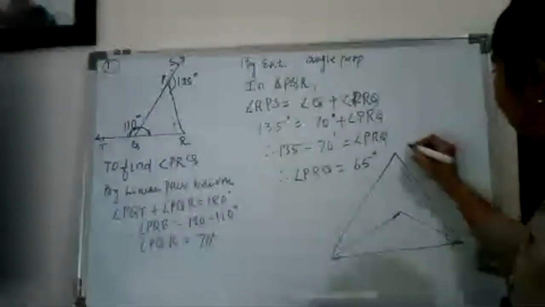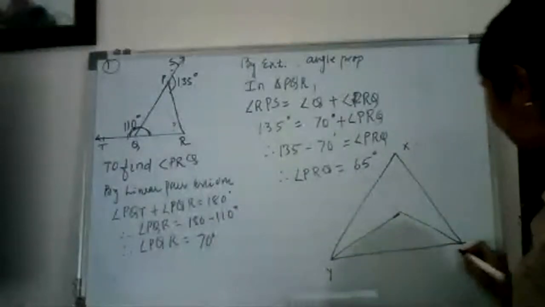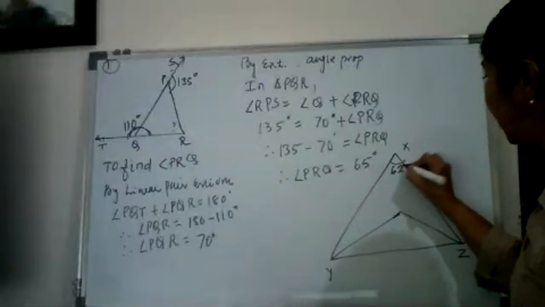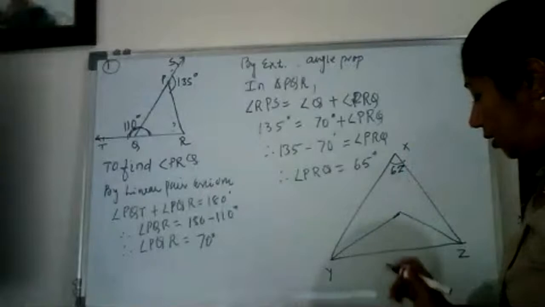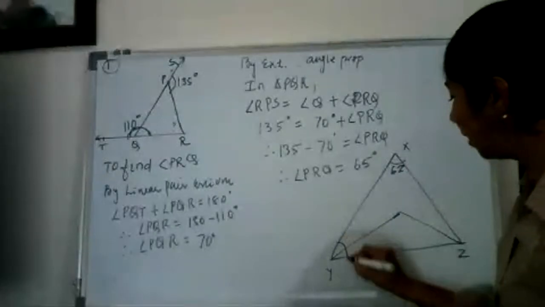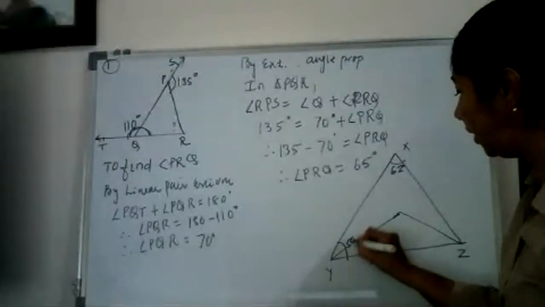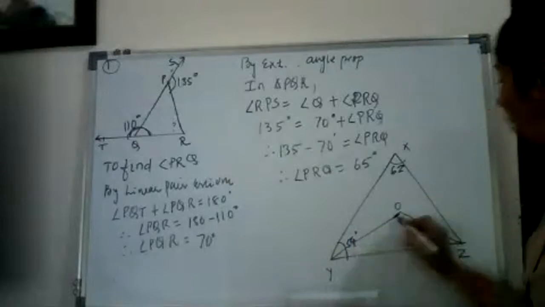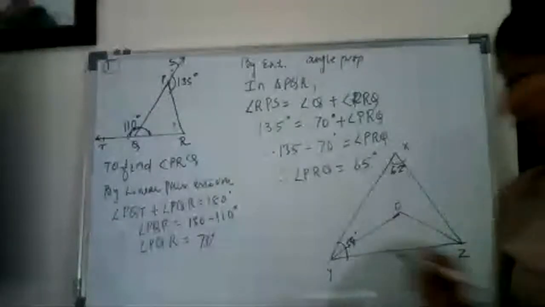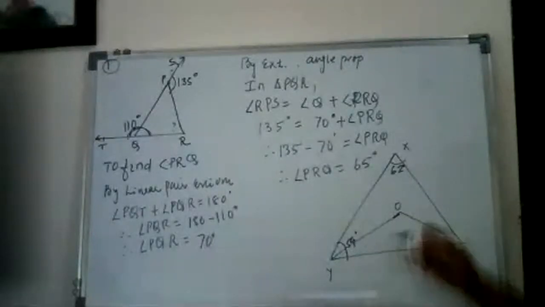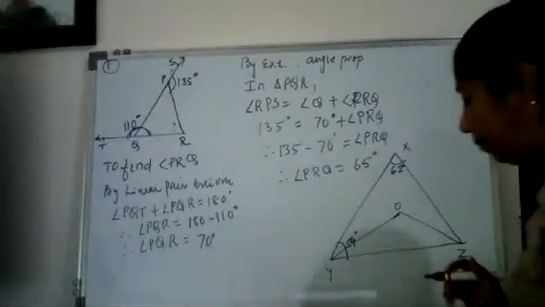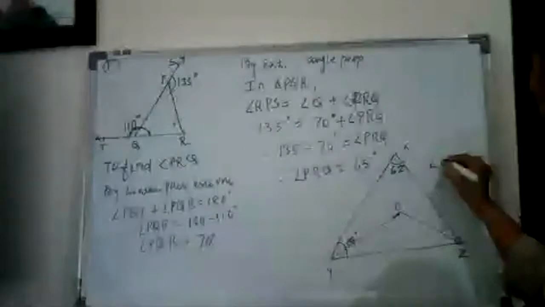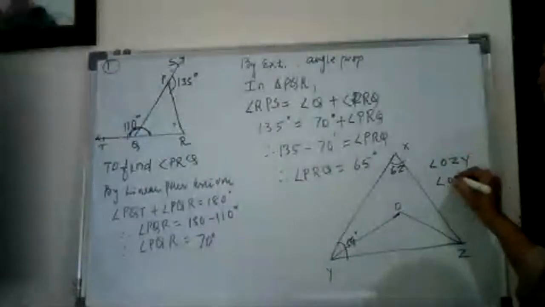Okay. So now what are you given here? This is triangle XYZ. Your angle X is given as 62 degrees. And you're given that this whole angle Y is given as 54 degrees. And what else is given? OY and OZ bisect angles Y and Z. Bisect means dividing into two equal parts. Now, what's the question? We have to find angle OZY and angle OYZ.